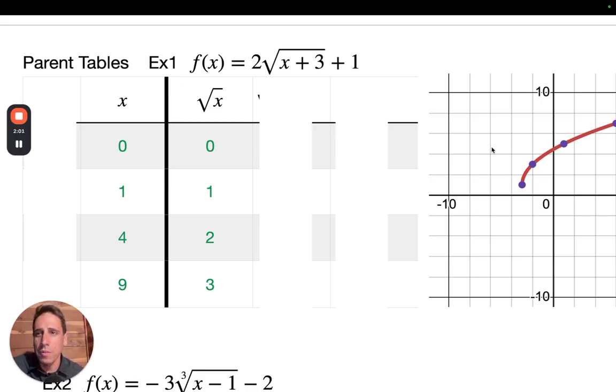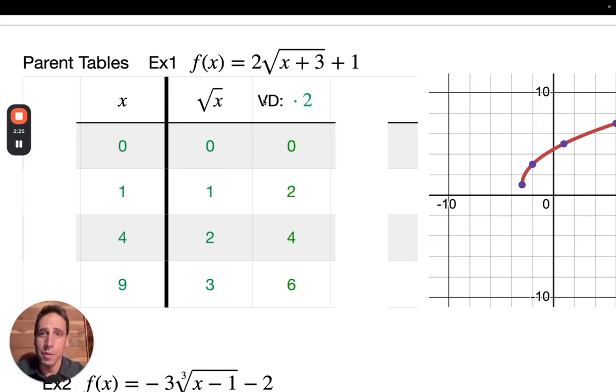If you were going to simply graph f(x) equals the square root of x, we're done. These would be the x values, and these would be the y values. But we've got some transformations going on. Outside of the square root, we can see there's a vertical dilation of 2, so I'm going to do that first. I'm going to take all these y values and double them because it's times 2.